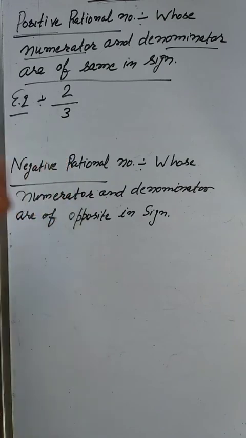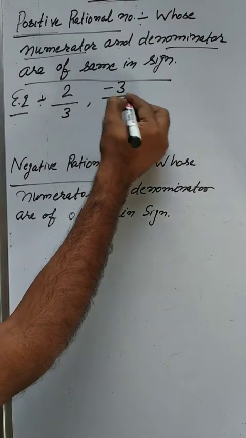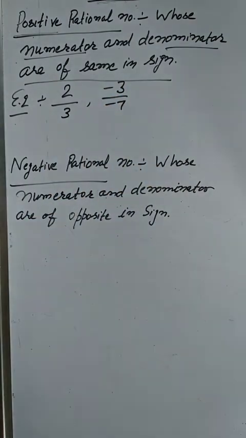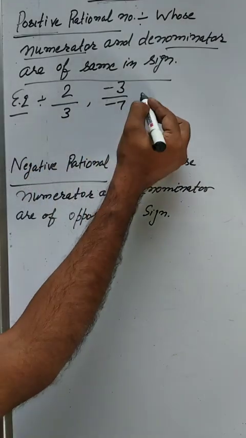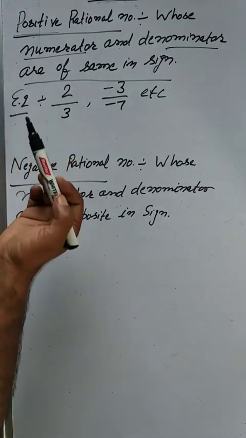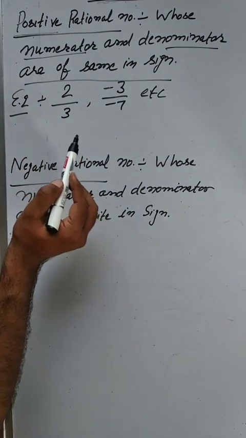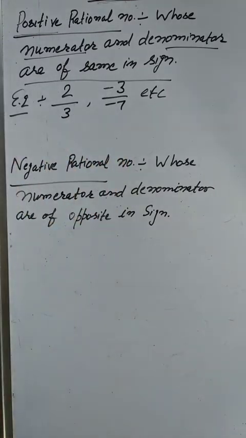Both numerator and denominator are the same in sign, they both are positive. Or minus 3 upon minus 7, they are both the same sign, minus minus. It means a rational number of the type in which numerator and denominator are of the same sign. Both should be plus or both should be minus.